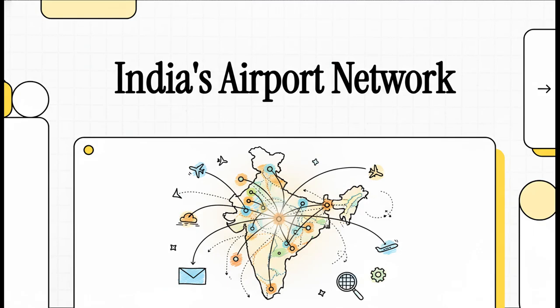You know, when you look at a flight map, it's easy to just see a bunch of lines connecting dots. But what if there's a hidden structure, a hidden logic to it all? Well, there is. Today, we're going to deconstruct the entire domestic airport network of India.